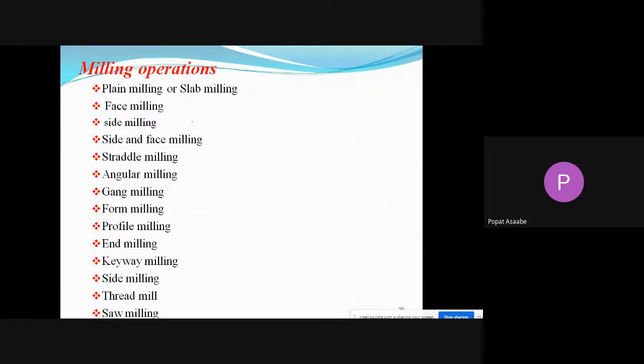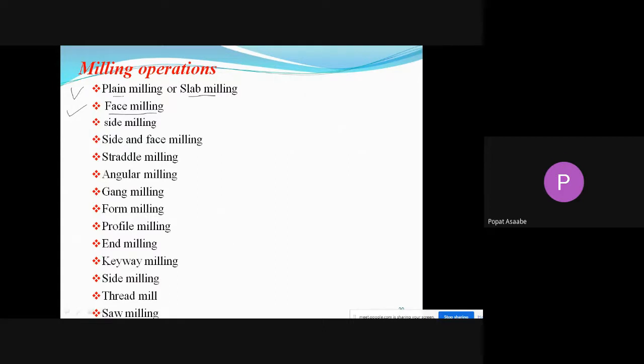Now today we are going to discuss the different types of operations which are performed on the milling machine. Okay, see here, the following operations are easily performed on your milling machine, whether you use a horizontal, vertical, or universal one according to your requirement. Which operations are we performing? We are performing the plain milling operation. Plain milling is also called slab milling operation. Again, the next operation on the milling machine is face milling.